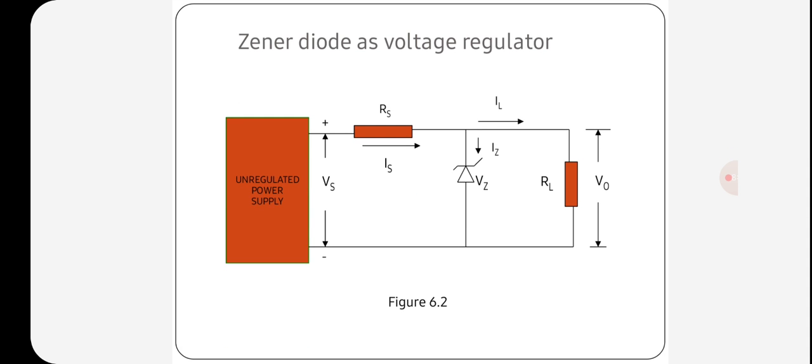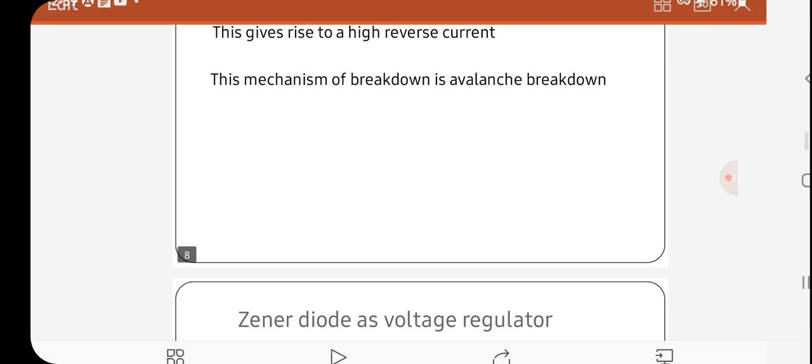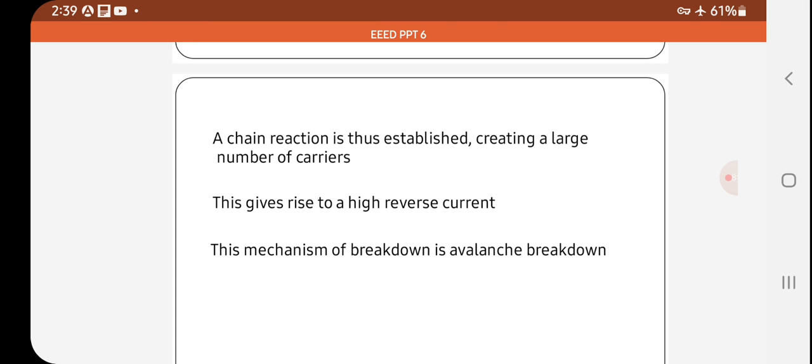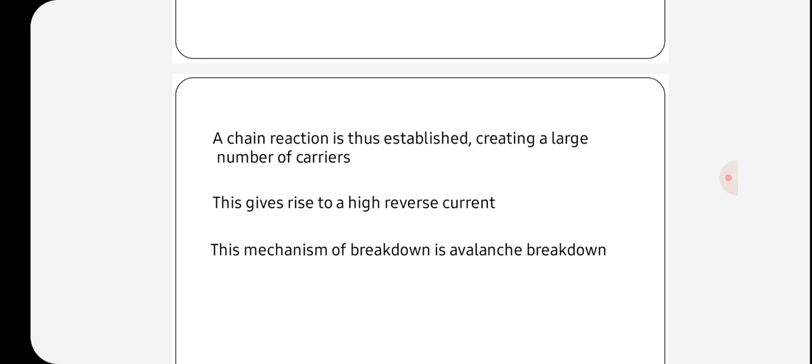Next, Zener diode as a voltage regulator. Before going to this one, we go for Zener breakdown. The Zener breakdown occurs in heavily doped PN junction diodes because of their narrow depletion region, when the reverse biased voltage applied to the diode is increased. The narrow depletion region generates a strong electric field.